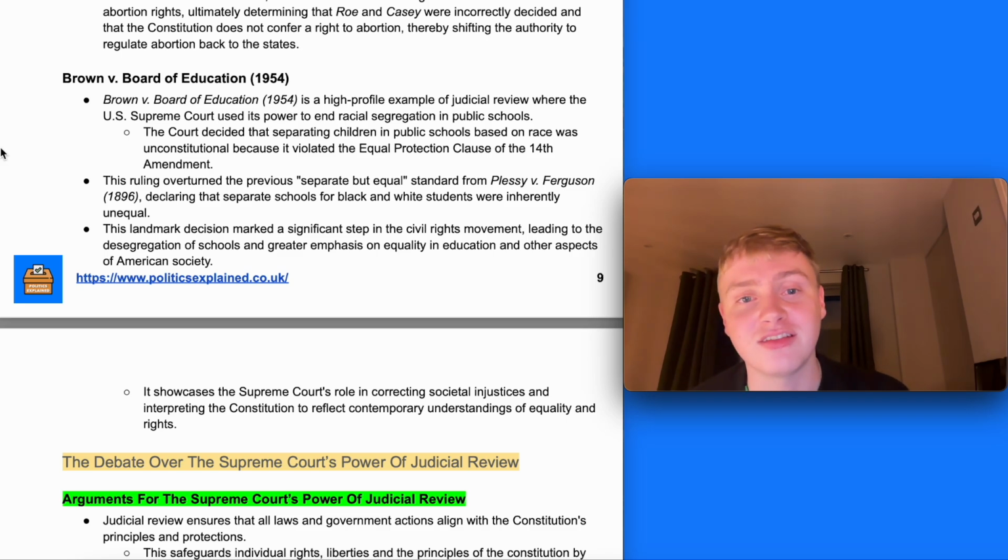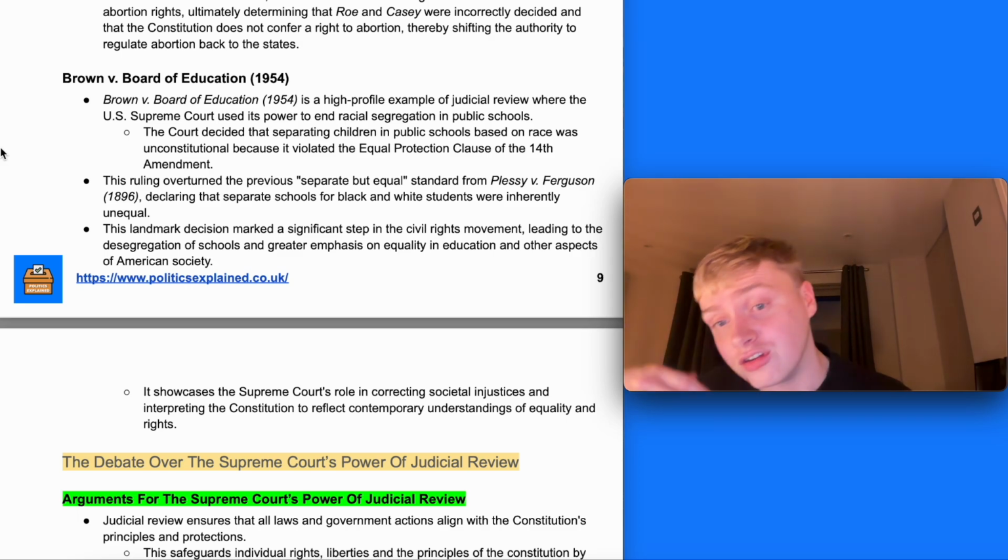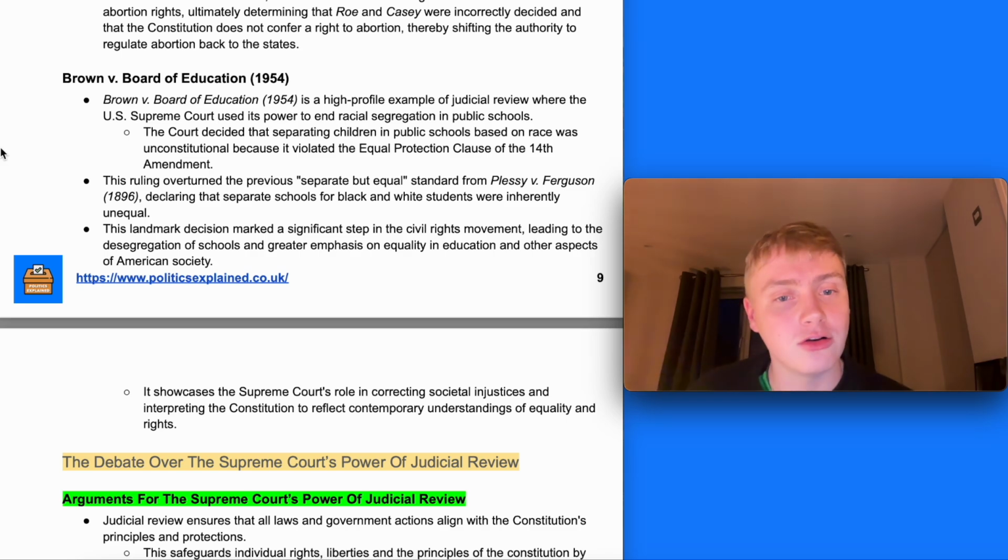Whereas the previous decision had said that yes, they were separate, but they were equal within the schools, therefore it wasn't against the 14th Amendment, in particular the Equal Protection Clause of the 14th Amendment. So this marked a significant step in the civil rights movement, leading to the desegregation of schools and greater emphasis on equality in education and other aspects of American society. And it shows the Supreme Court's role in using judicial review to update the Constitution and correct social injustices, and interpreting the Constitution to reflect contemporary understandings of equality and rights.